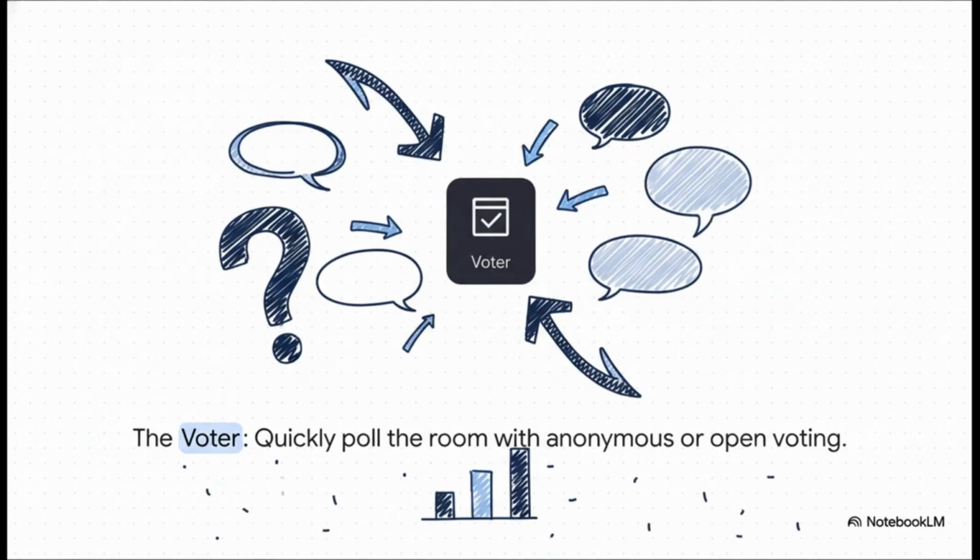And the last sidebar tool we'll look at is the voter, which is designed to break through that classic meeting gridlock. You know, when a discussion is just going in circles, you can launch a quick poll right from the sidebar. You set the options, you decide if you want it to be anonymous or open, and everyone in the room can vote. The results just pop up instantly, giving you a clear, data-driven way to make a decision and move forward.